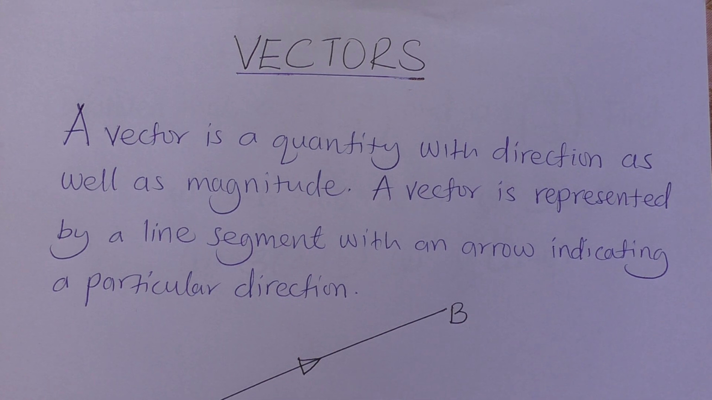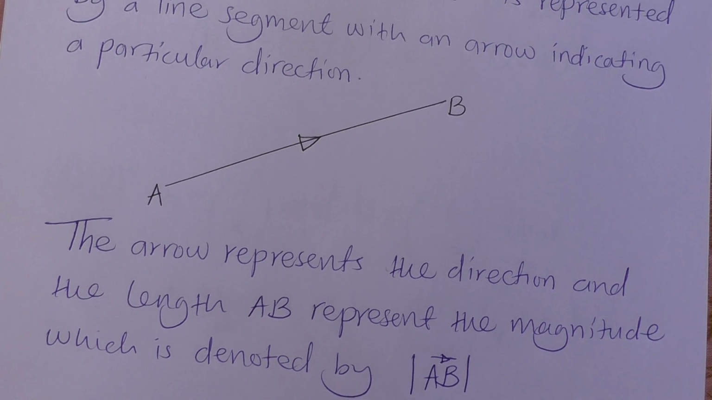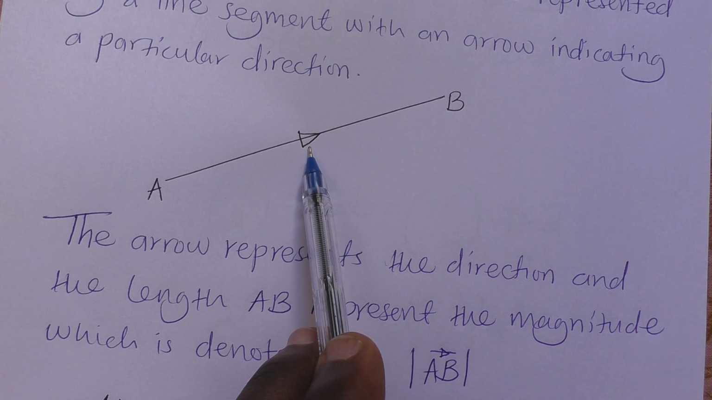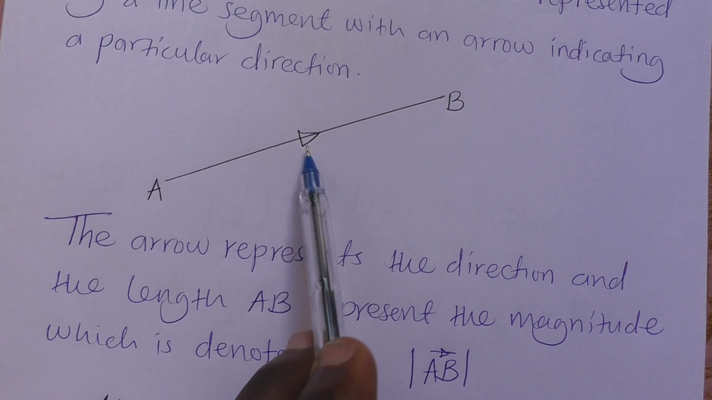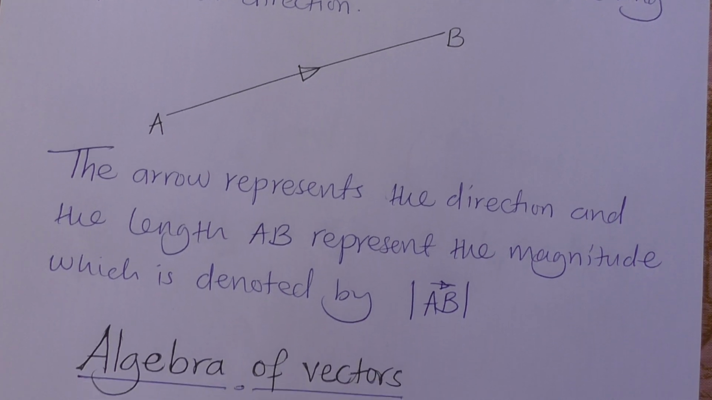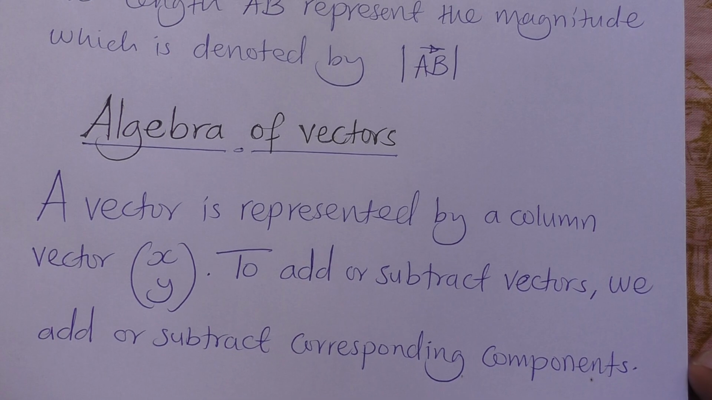So since we've said that a vector has both direction and magnitude, now the direction is shown by the arrow and the magnitude is shown by the length AB. So the arrow represents the direction and the length AB represents the magnitude, which is denoted by the modulus of AB. We come to algebra of vectors.